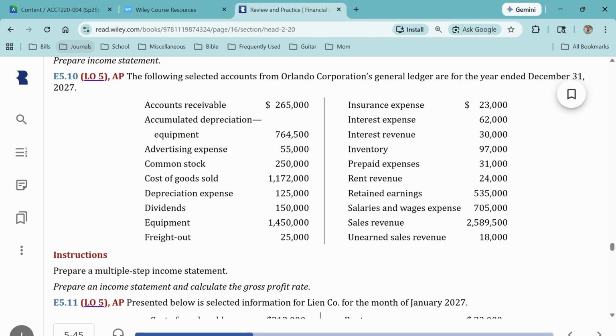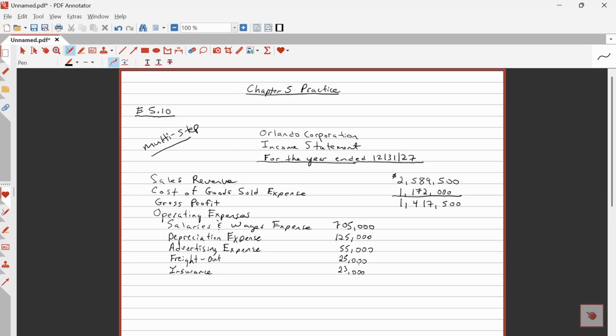And if you look in the list of expenses, so advertising, depreciation, freight out, insurance, interest, salaries and wages. Those are all the expenses. And of those, all of them are operating except for interest. So we're done with the operating expenses. We get a subtotal of these 5 numbers, and you get 933,000. But we put that subtotal over here because we're going to subtract that from the gross profit, which is right here.